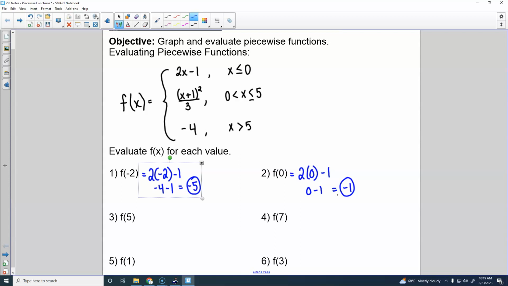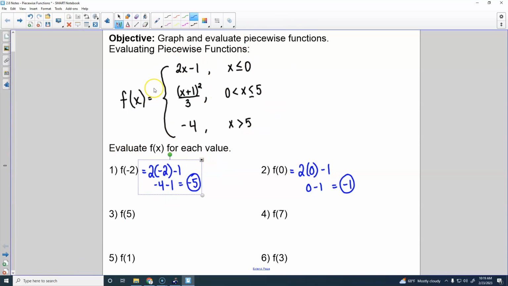Okay, something similar is going to happen with number 3. We got f of 5. So for that one, Sophie, which function should I choose? The top, the middle, or the bottom for 5? Middle, right? Because we got the or equal to with the 5 right here. So we will do 5 plus 1 squared over 3, which is going to give us 6 squared over 3. So 36 over 3 will give us 12.